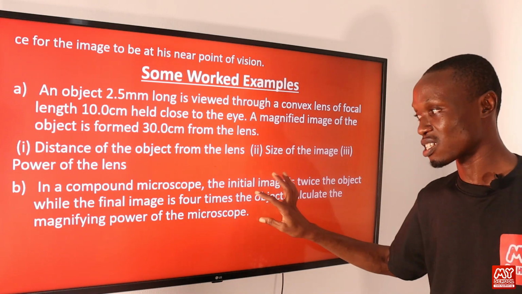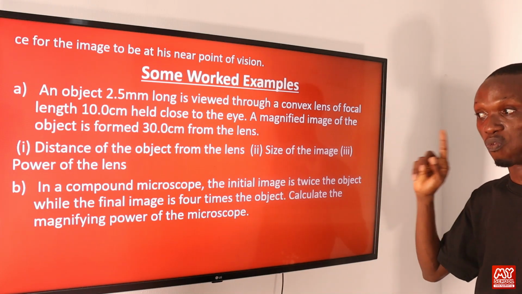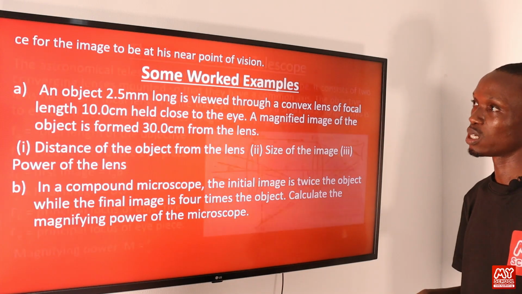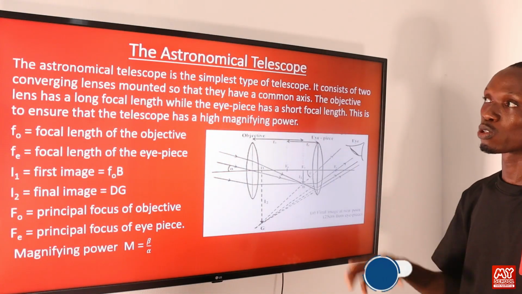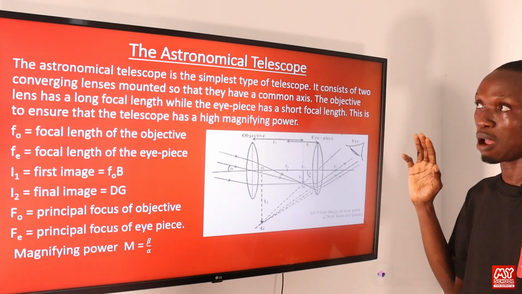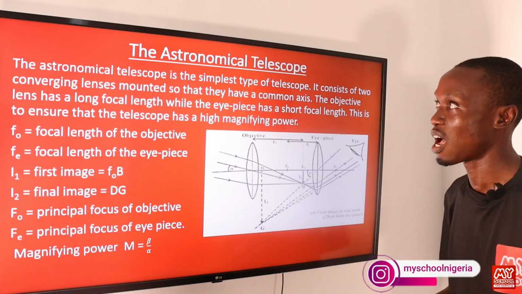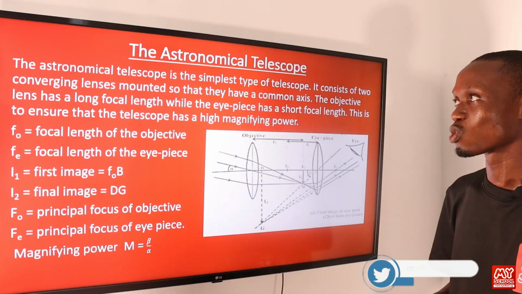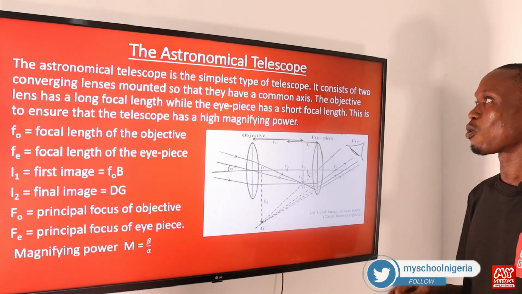So that makes the answer to this question equal to 4. Okay, so let's move to the next slide to continue with our lesson. Here we are going to be talking about another instrument where the lens also finds application, and that is the astronomical telescope. The astronomical telescope is the simplest type of telescope.